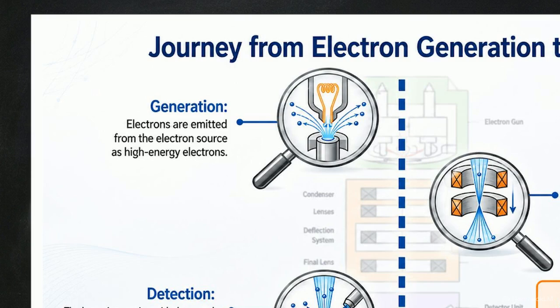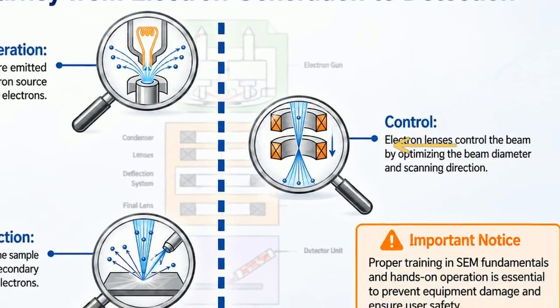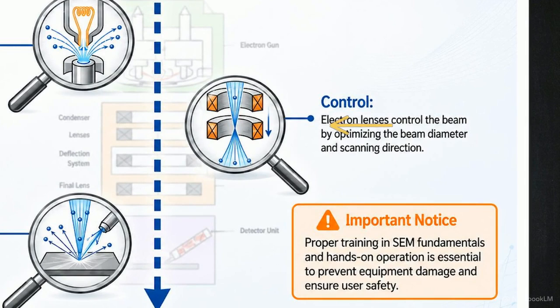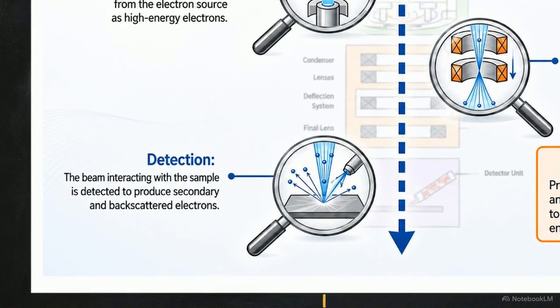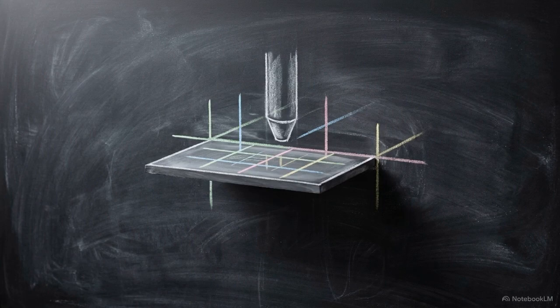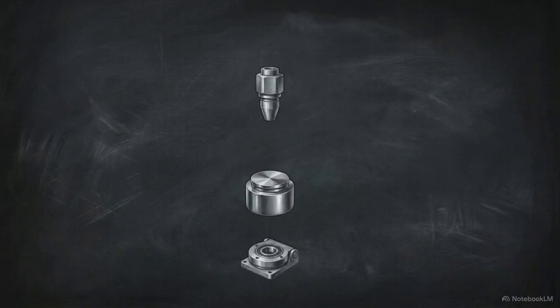This schematic details that exact journey. High-energy electrons are pulled from the source to generate the extreme interaction volumes required for deep crystallographic analysis. The electromagnetic system precisely optimizes the beam diameter and scanning direction. While standard imaging captures low-energy secondary electrons, EBSD relies exclusively on capturing backscattered electrons that rebound out of the surface. To capture those rebounding electrons, a specialized lateral detector must be positioned near the sample.